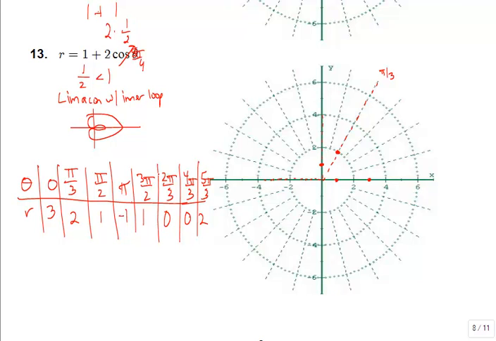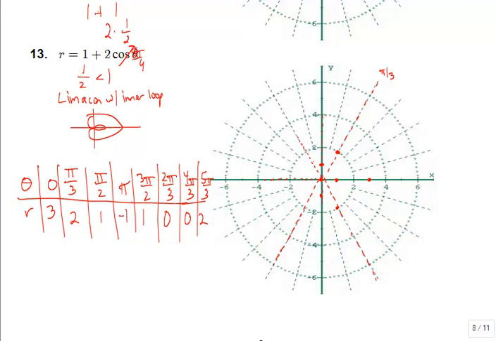At 3 pi over 2, which would be down here, we go out a distance of 1. At 2 pi over 3, which is this ray right here, we go to 0, so that's going to be right at the origin. At 4 pi over 3, which is this ray, we're also going out 0, so back to the origin again. And at 5 pi over 3, which is over here, we go out a distance of 2.